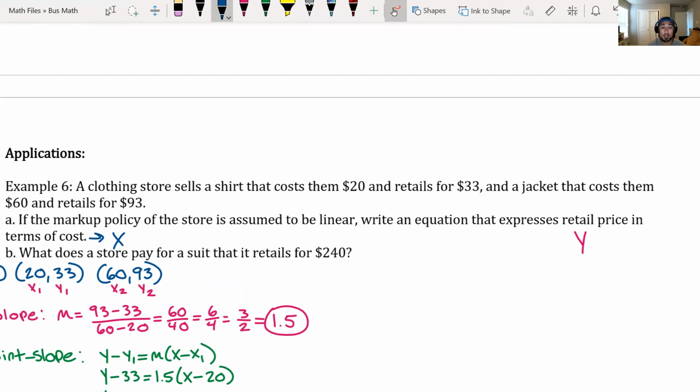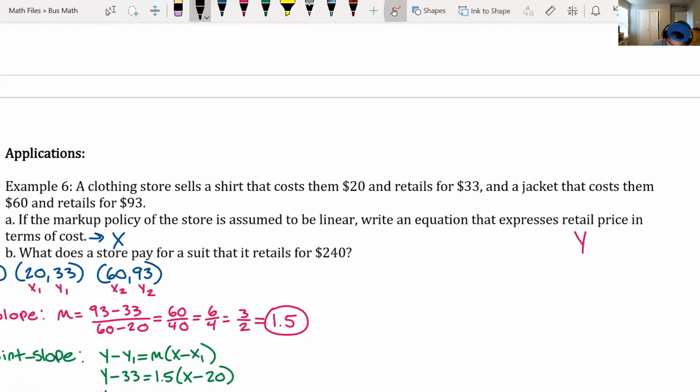B, what does a store pay for a suit that it retails for $240? Since retail is represented by Y, what number are you going to plug in for Y? And that answer is 240, because Y represents retail and X represents cost. So what this question is asking is, what are we going to pay for this suit that we're going to retail for $240? So on B, we are looking for the cost. We're looking for X.